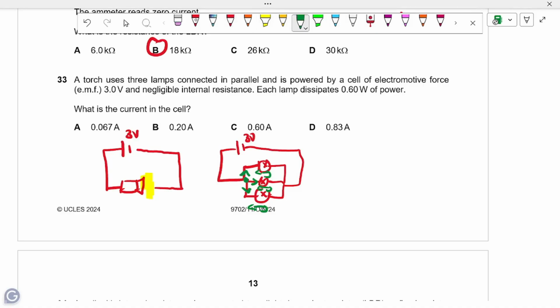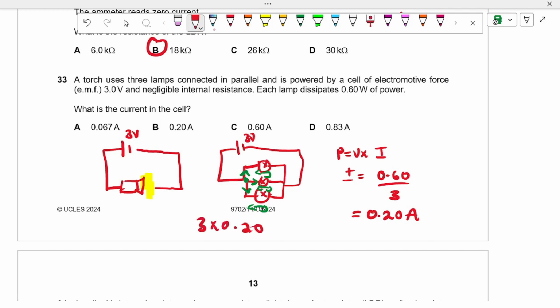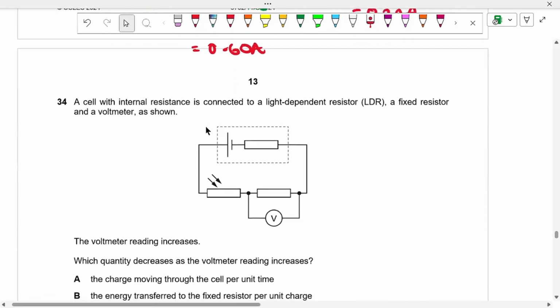Power is essentially V times I. So if I want to find the current through one lamp, it's 0.60 divided by V, which is 3. So I get 0.20 amps. But according to Kirchhoff's law, it's split 3 ways: one up, one there, one down. So the current is going to be multiplied by 3 because it has to start somewhere before it splits. So I'll have 3 times 0.20, which gives me 0.60 amps. The correct answer will be C. I hope that makes sense.